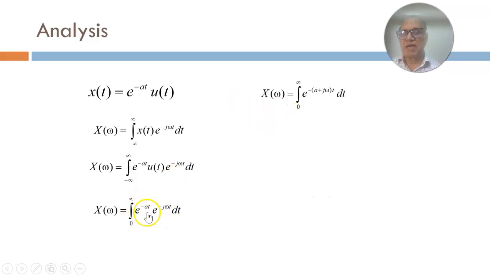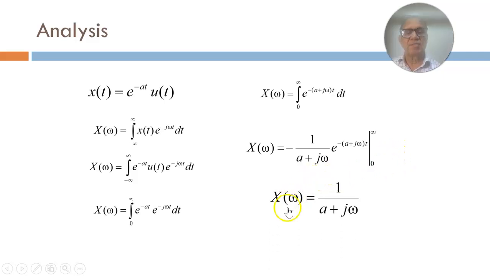So exponents add in this multiplication. So you can write it like this. Then you integrate. So this becomes minus 1 upon (a plus j omega) times e raised to minus (a plus j omega) t, and then you put the limits. So when you put the limits, you get X(omega) is equal to 1 upon (a plus j omega). Note that X(omega) is a complex function of frequency for this particular signal.